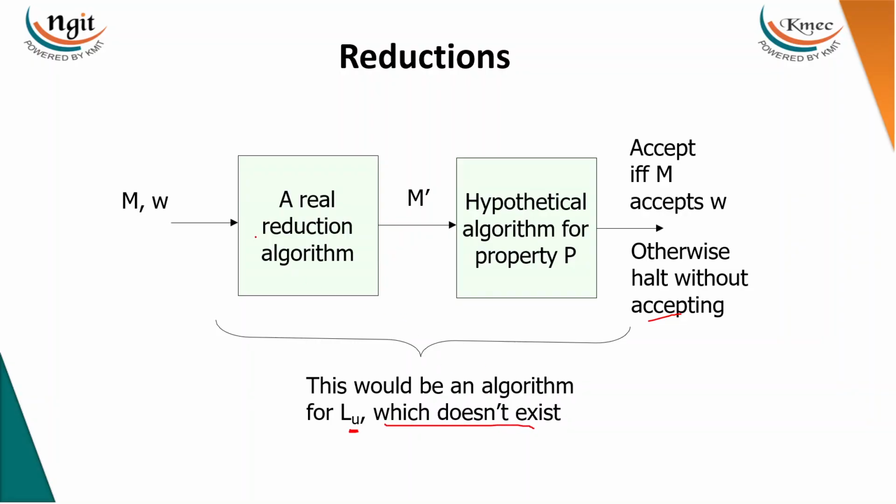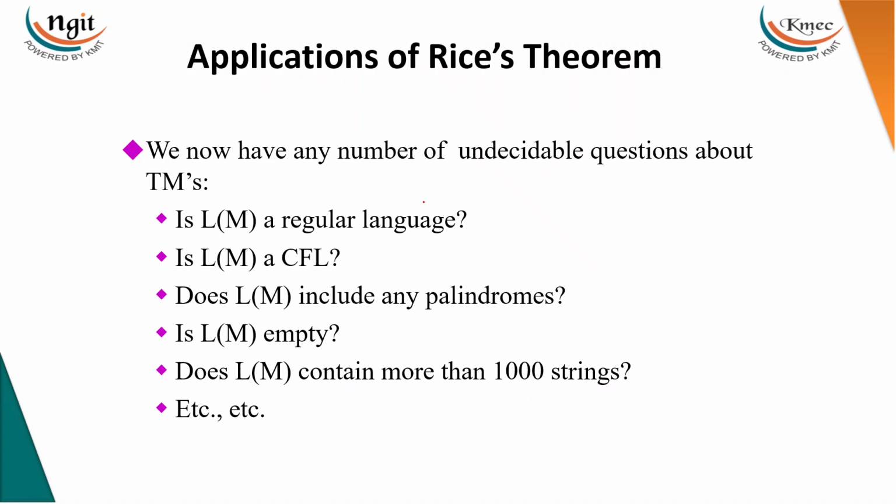So you are taking some property for the machine M, and we are reducing it to M', and there is a hypothetical algorithm for the property P. The string will be accepted if and only if the machine accepts it. Otherwise, it will not be accepted. Then where are we going to apply this Rice theorem?